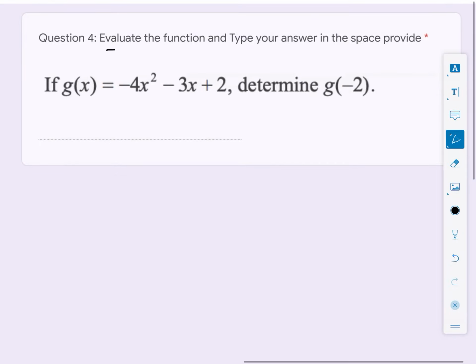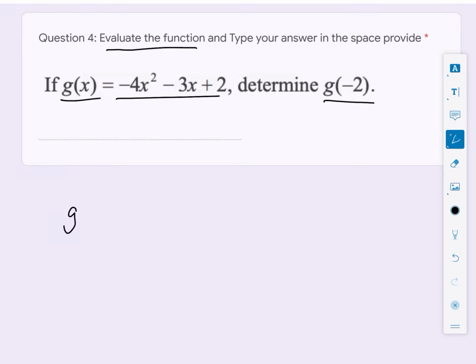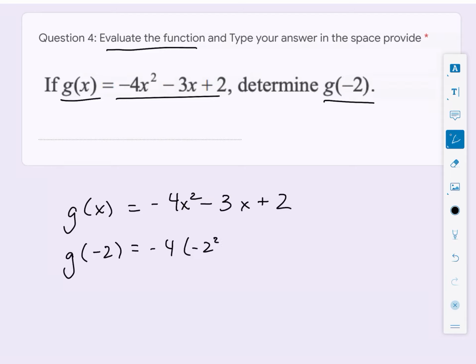Now moving up to question 4, we're going to evaluate the function again. Type our answer in the space provided. In this case, I didn't give you choices, but it's the same type of problem where I'm given a function, negative 4x squared minus 3x plus 2, and I want to evaluate it for when x is equal to negative 2. And notice my process is the same for every one of these questions. Write the function again, evaluate it for a specific number, and then calculate.